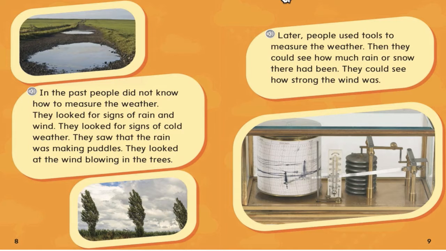Later, people used tools to measure the weather. Then they could see how much rain or snow there had been. They could see how strong the wind was. Well, here's an answer to my question. It says, later, people used tools to measure the weather. So people must need the tools to measure the weather. People in the past did not have these tools.